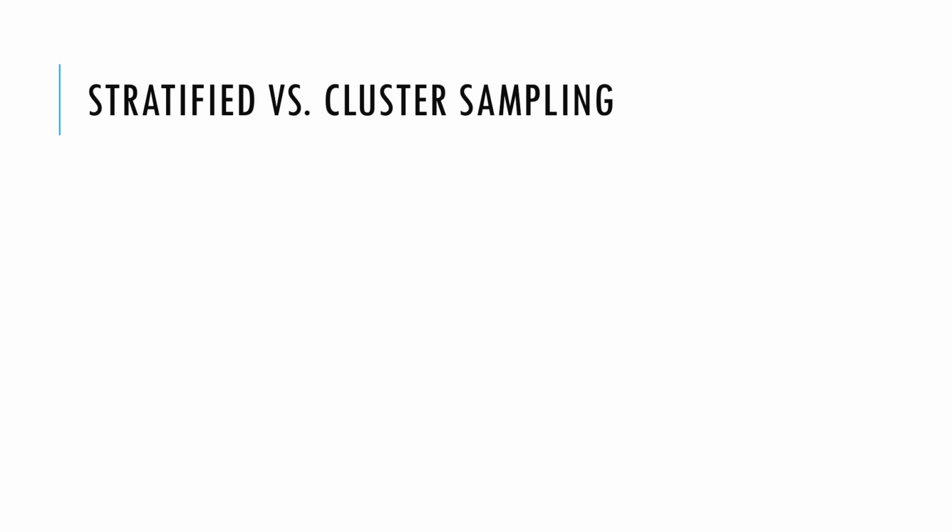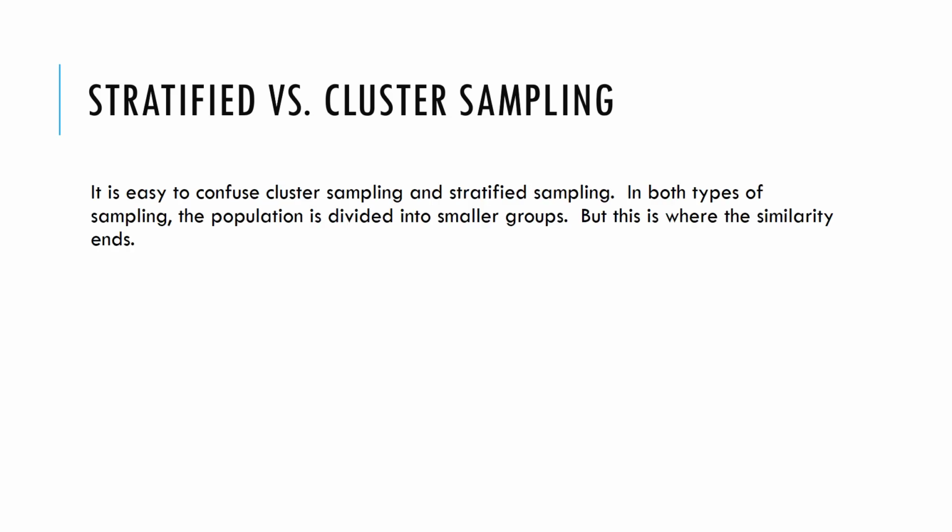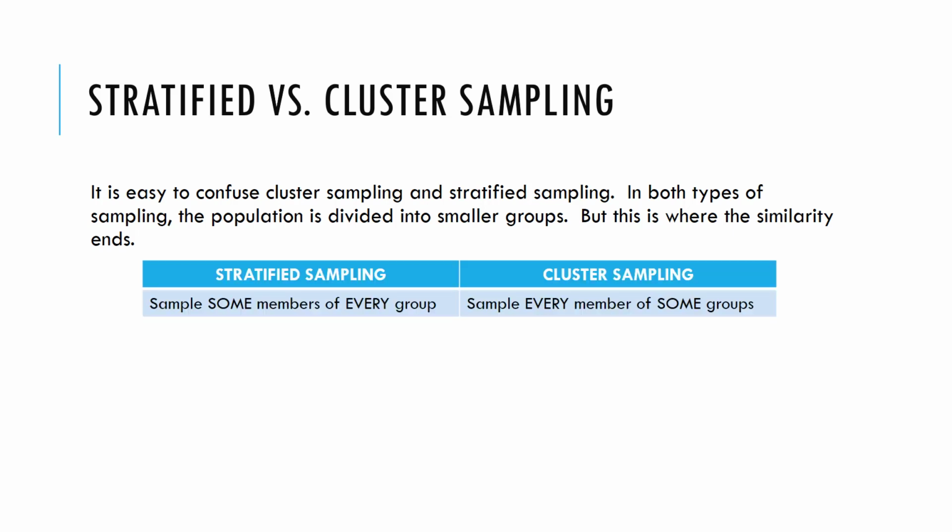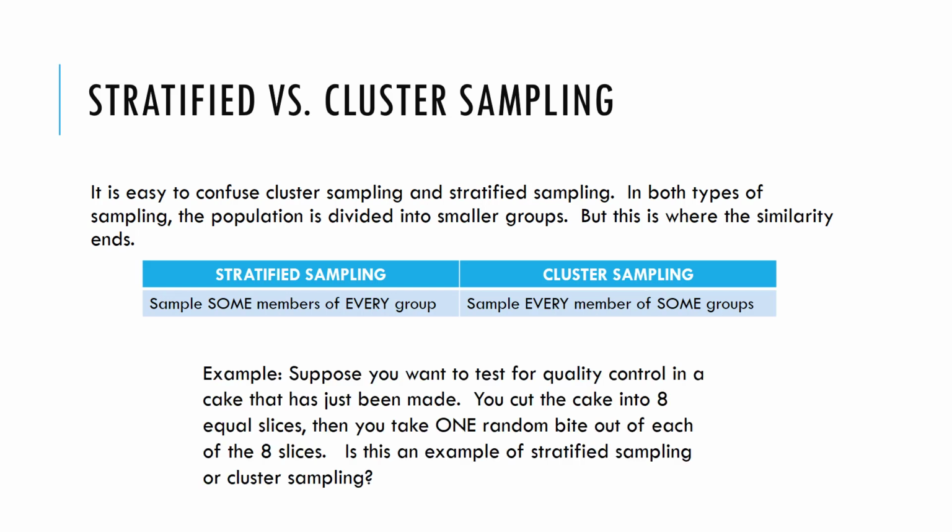Many times, students will confuse stratified and cluster sampling because they are so similar. In both types of sampling, the population is divided into smaller groups, but this is where the similarity ends. In stratified sampling, we sample some members of every group, whereas in cluster sampling, we are sampling every member of some groups. Let's look at this example and determine whether it is an example of stratified or cluster sampling.